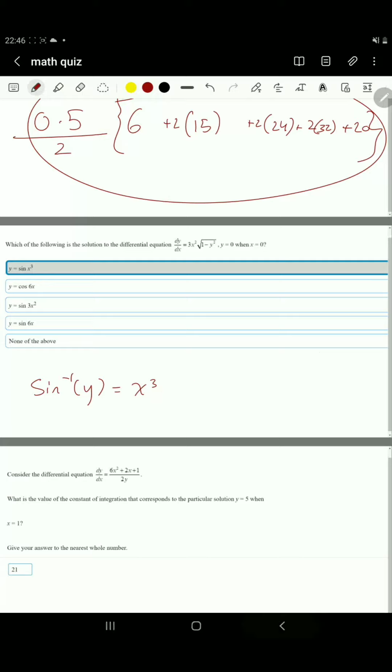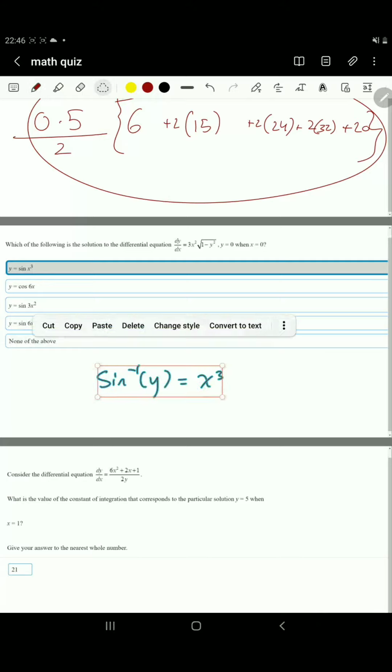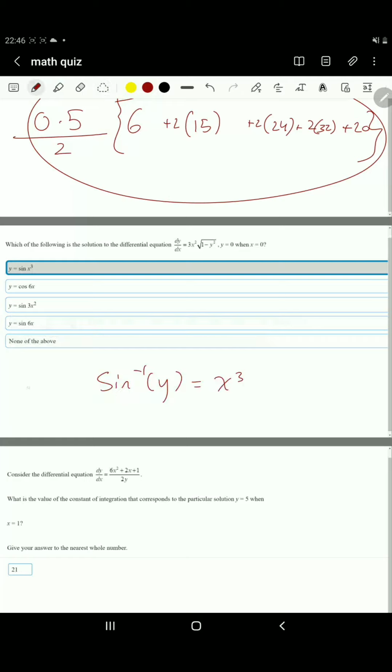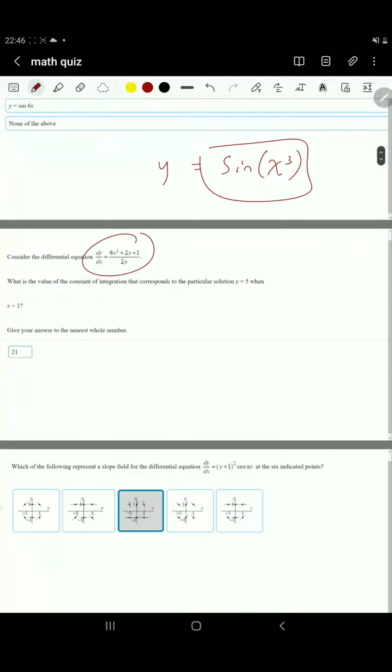c is 0, so that goes away. Now we need to get rid of the arc sine. Arc sine, by the way, just means inverse sine. So we just take sine on both sides. Sine and inverse sine cancel out. So what are you left with? Y. So y is equal to sine of x cubed. Tick. Next question. Same procedure.